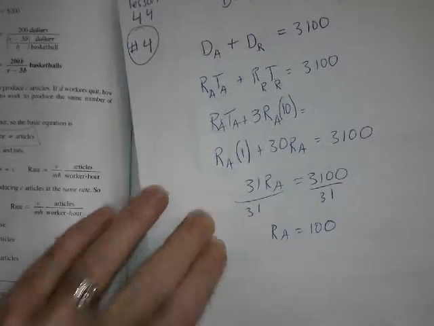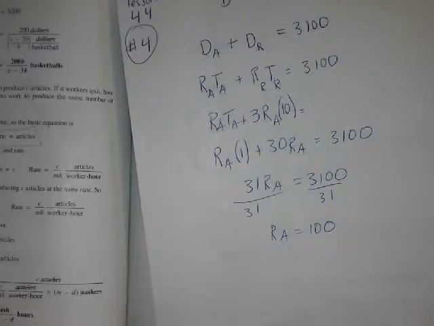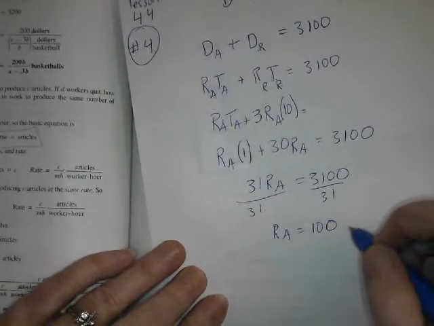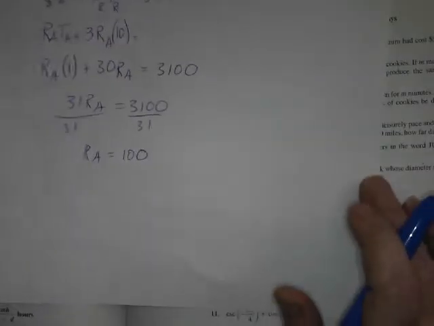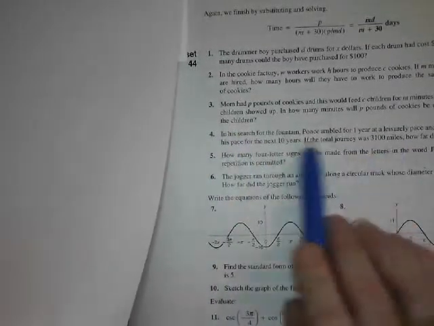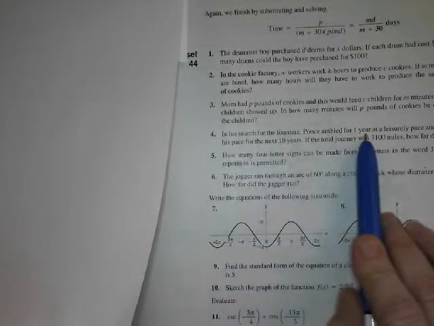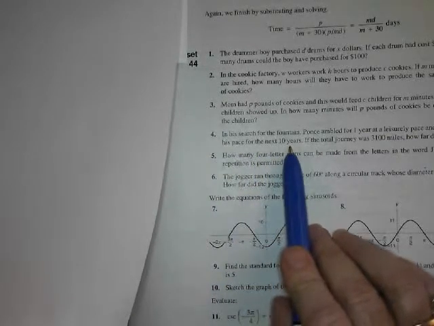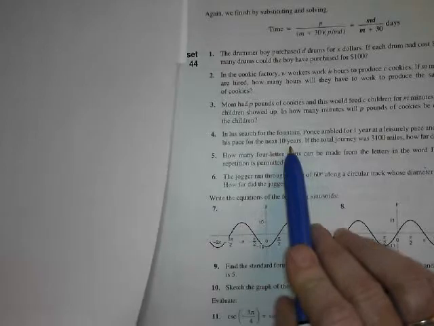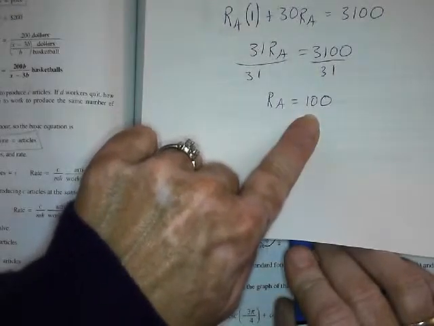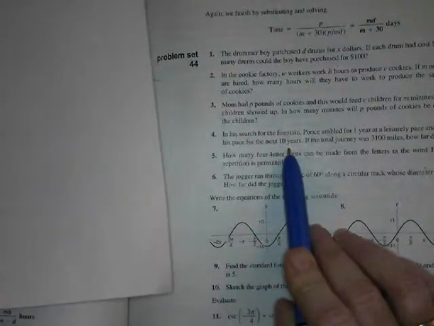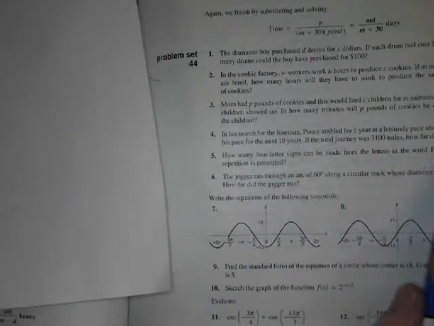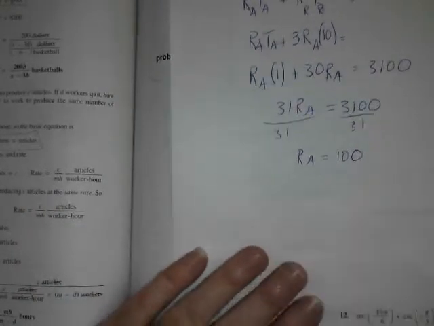Yep. So it's not miles per hour. It's probably per year or something. We don't know how far he went. Wait a second, I think I just found a rate though. So now I need to go back in the problem and see what I just found. How far did he amble? In his search for the fountain, he ambled for 1 year at a leisurely pace, and then he tripled his pace for the next 10 years. So this is miles per year. That's 100 miles per year. That's why it's such a big number. And the total journey was 3,100 miles. How far did he amble?